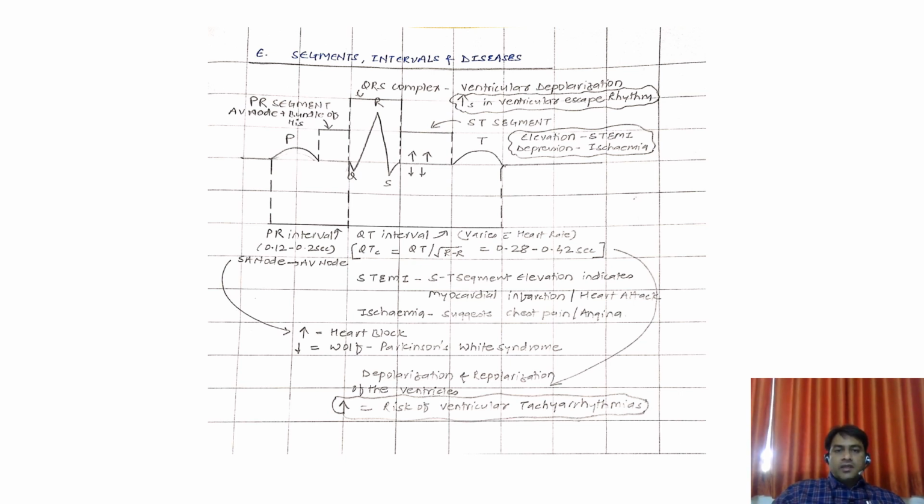Then next is the QT interval. QT interval varies with the heart rate, obviously, but normal duration is 0.28 to 0.42 seconds. It indicates depolarization and repolarization of the ventricles. It increases the risk of ventricular tachyarrhythmias.